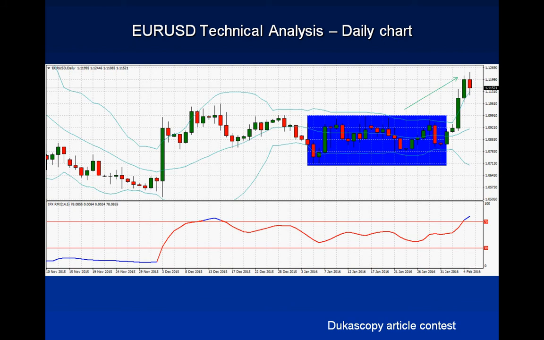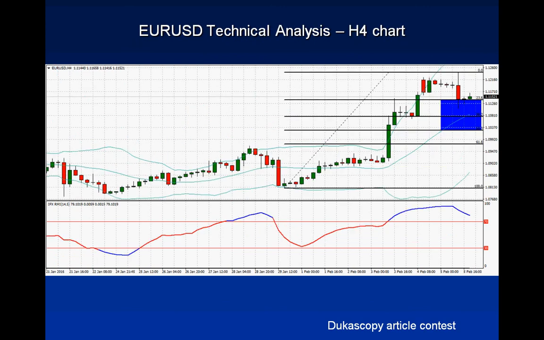I want to see at least 1.11, so maybe 50 to 100 pips down, and after that I will try to create some buying order. On the other side, if we watch the 4-hour chart, we can see this support area for euro dollar, and nice levels to maybe try to buy euro dollar.